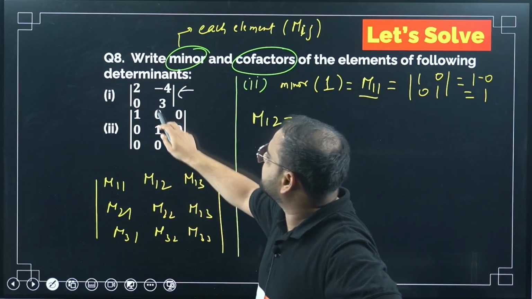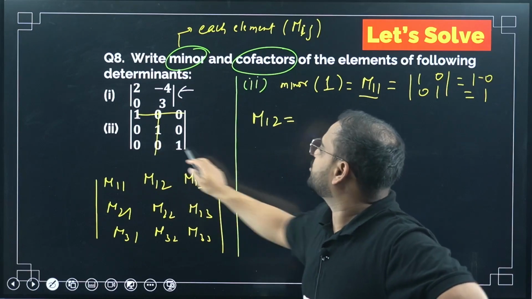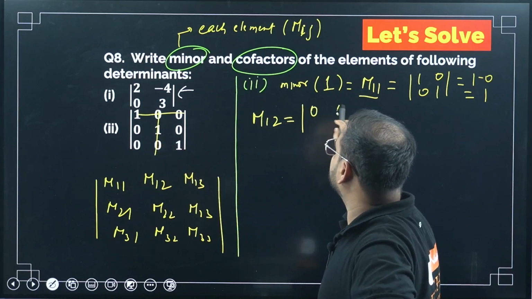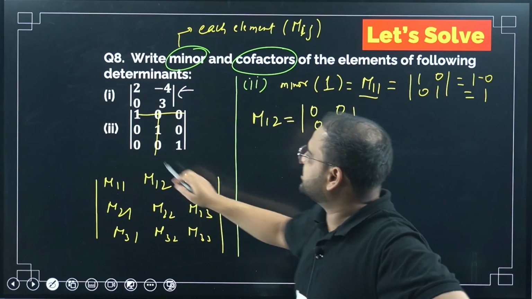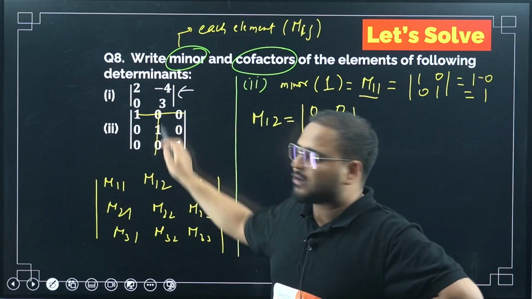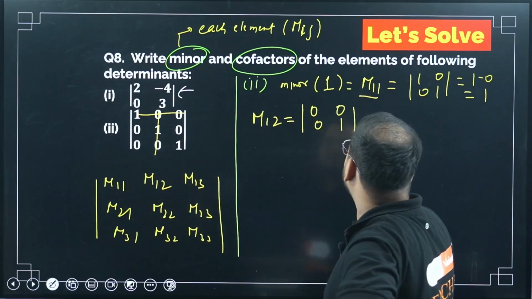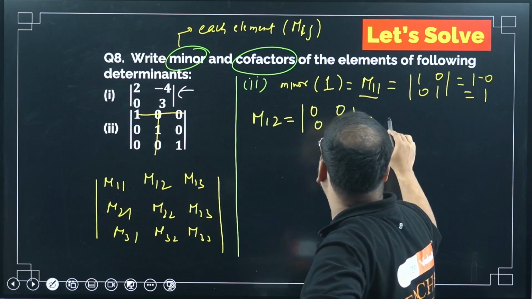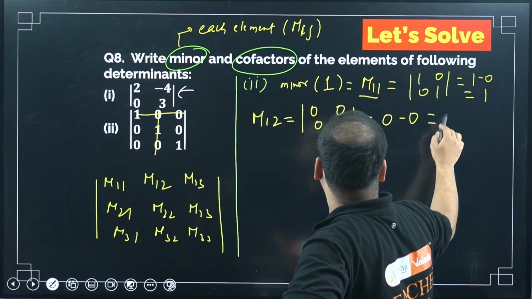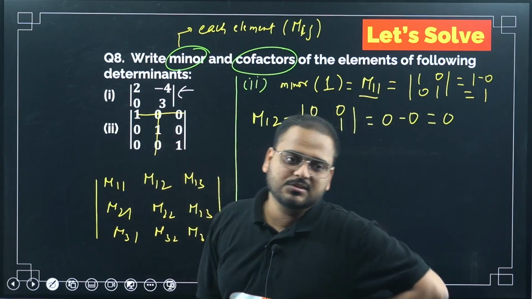I will not consider this row and this column. I will have 0, 0 and 0, 1. Please check: 0, 0, 0, 1. I have to cancel that row and column, right? What is the answer for this? 0 into 1 minus 0. How much is that? Simply 0. So M12 will be 0 only.